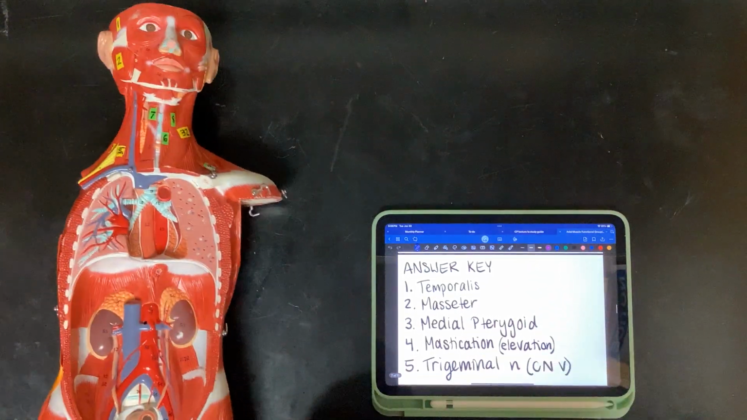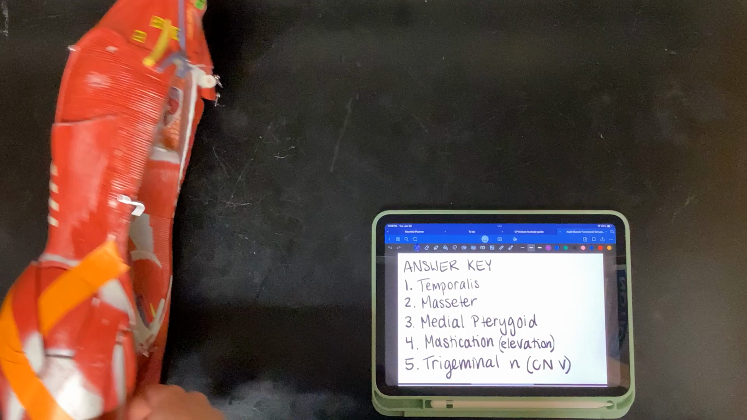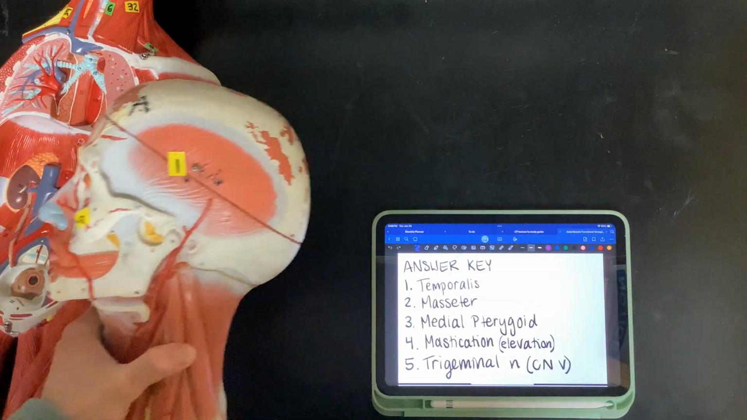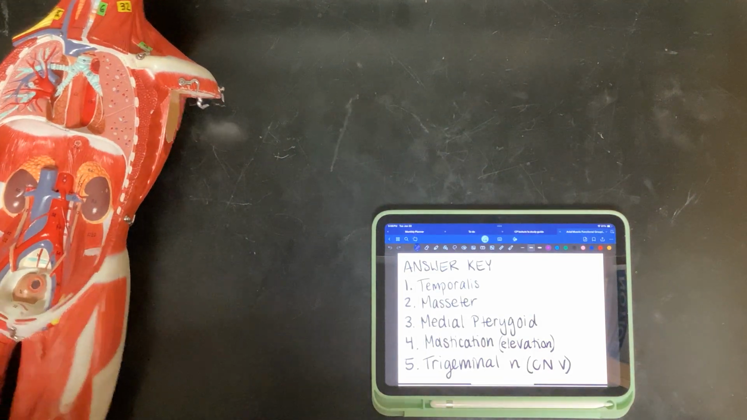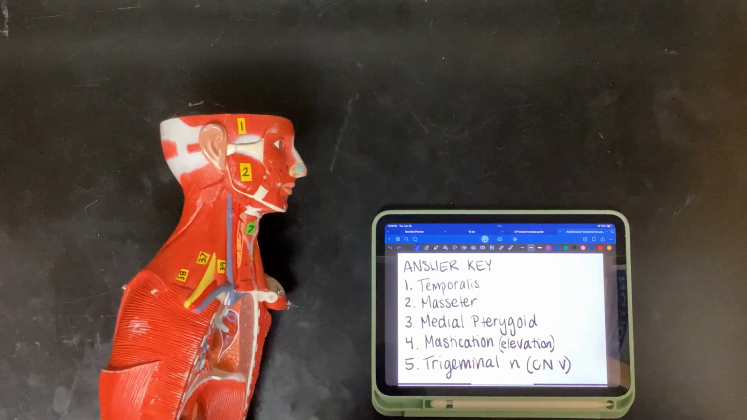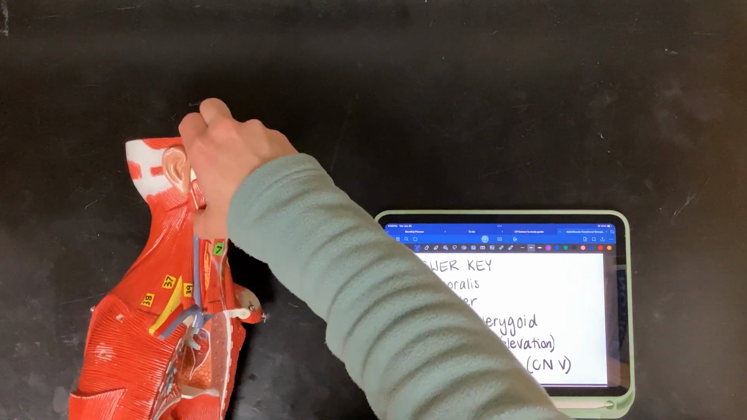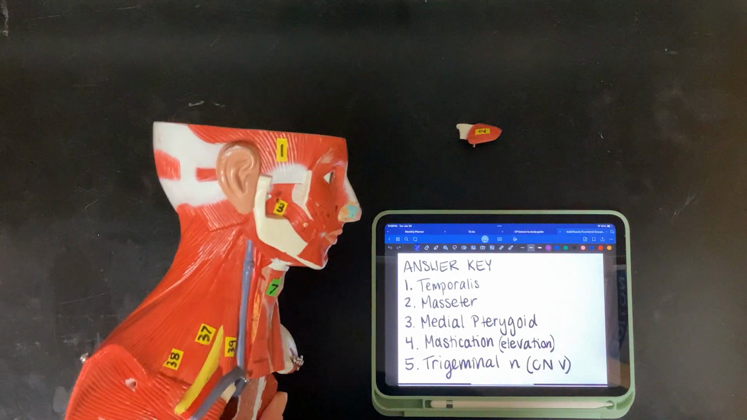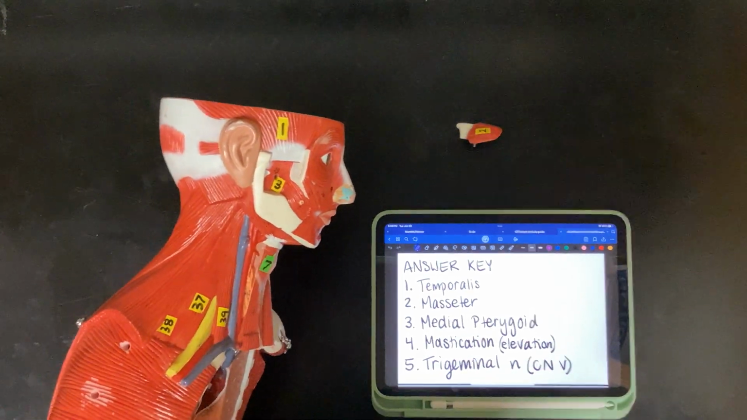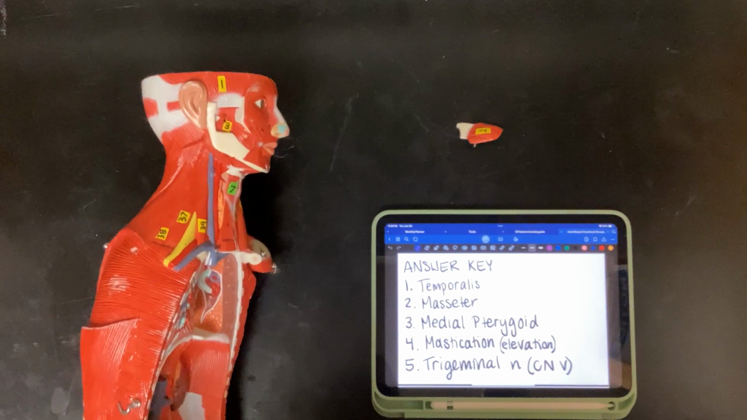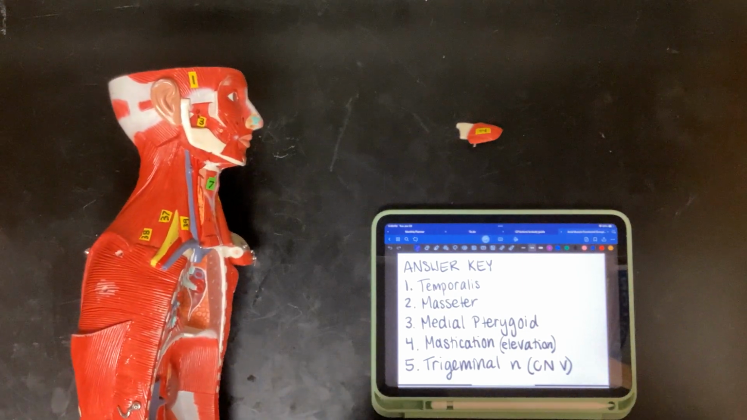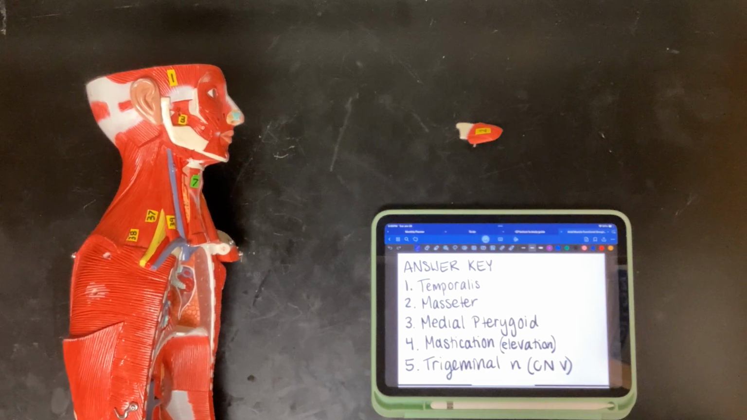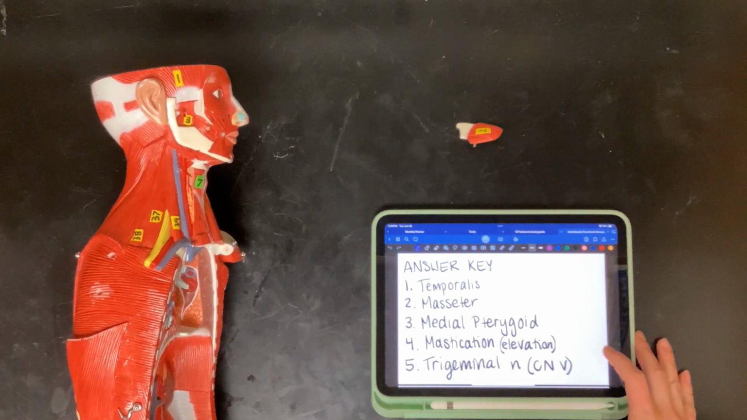Alright. Answer key number 1 is your temporalis. Here. 2 is masseter. Deep to 2, 3 is pointing to your medial pterygoid. They all are muscles of mastication, and specifically they do elevation. And they're all innervated by the trigeminal nerve.